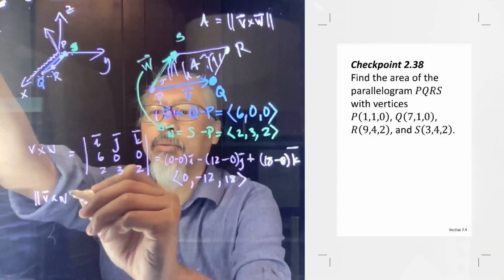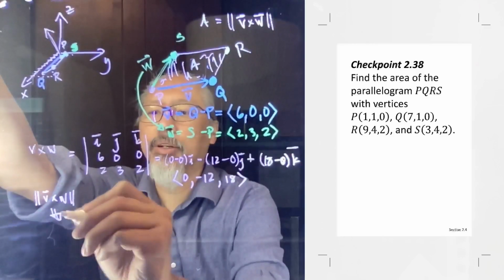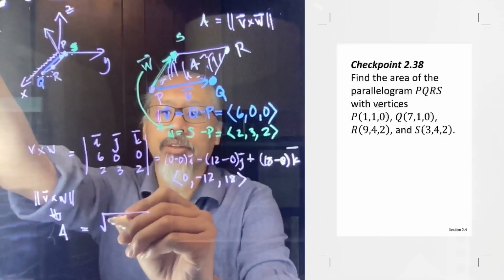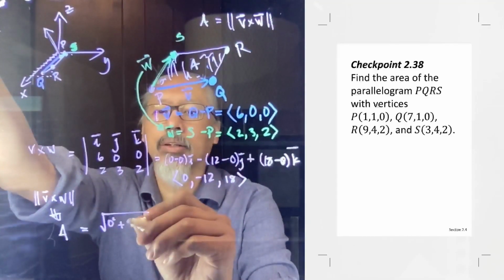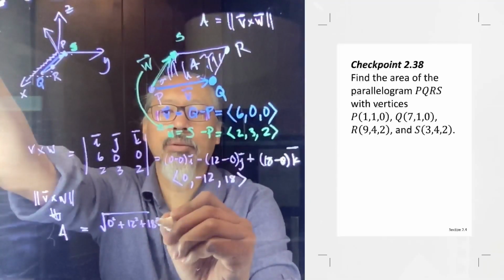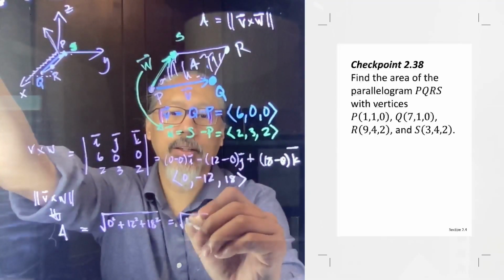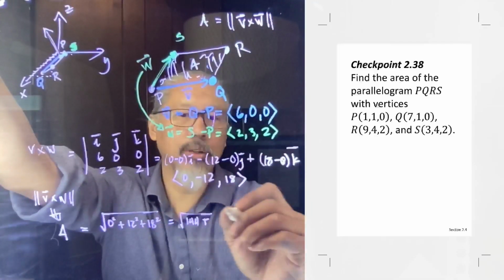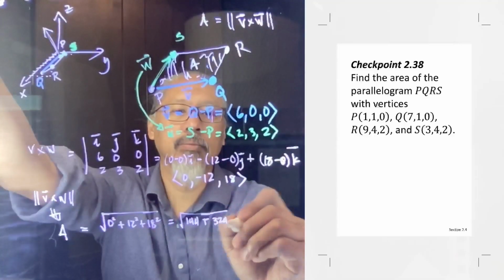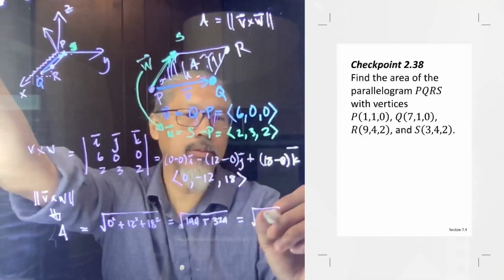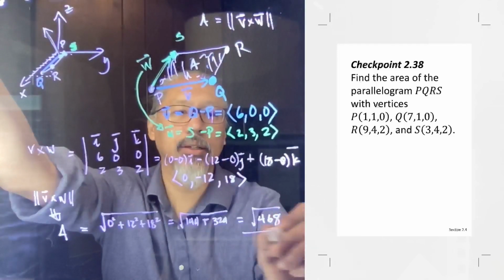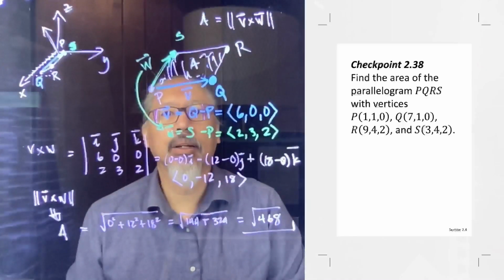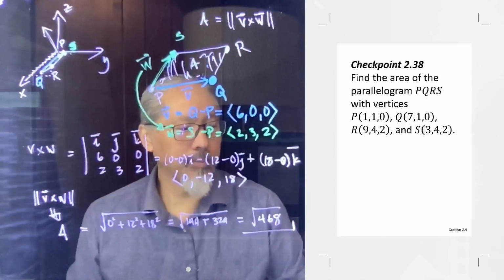Let us find the magnitude to get our area. The magnitude of V cross W is our area, and that is equal to the square root of 0 squared plus 12 squared plus 18 squared. That's 144, and 18 squared I think is 324. This gives us a total of the square root of 468. So that is the area of the parallelogram with the given vertices. I hope that helps.